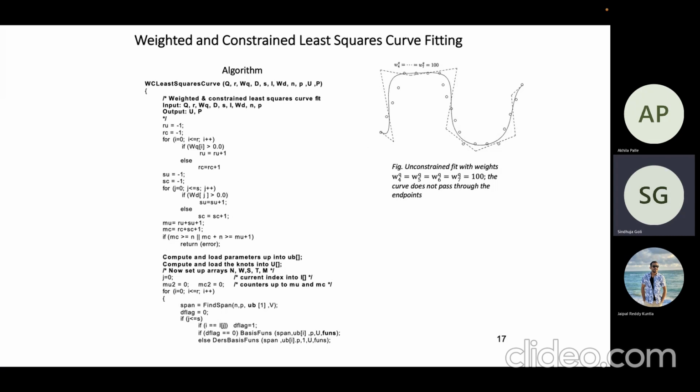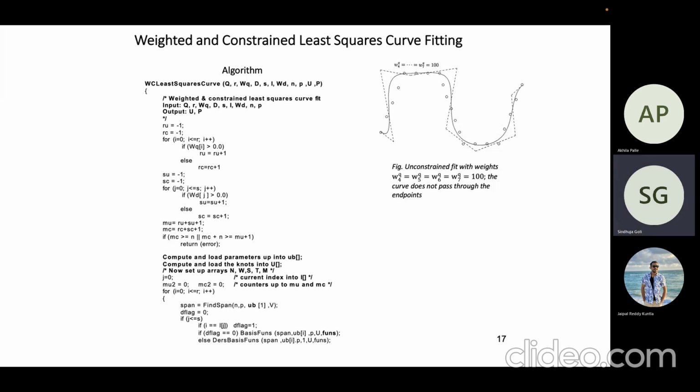SU and SC are initialized to -1, and again it runs through a for loop wherein if WD[j] is greater than 0.0, then SU gets incremented by 1, or else SC gets incremented by 1. Here MU is equal to RU plus SU plus 1 and MC is equal to RC plus SC plus 1. If MC is greater than or equal to N, or MC plus N is greater than or equal to MU plus 1, basically if any of those conditions is true, then it will give us an error.